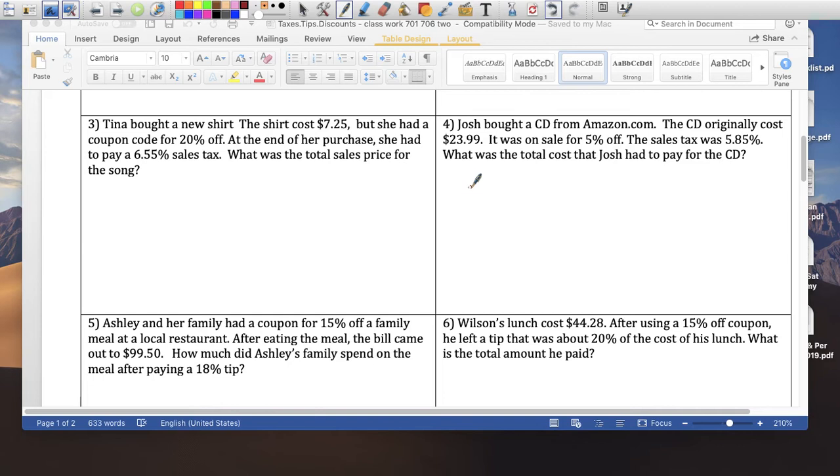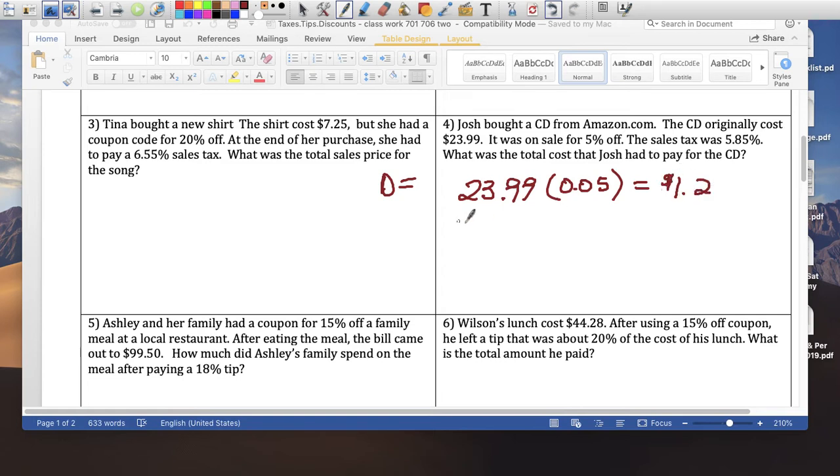Amazon. So here we have a CD, it's $23.99. So I'm going to do the discount. So the discount here is 5% or 0.05. So let's find out what the discount is going to be. 23.99 times 0.05. So our discount is going to be $1.20, rounded.